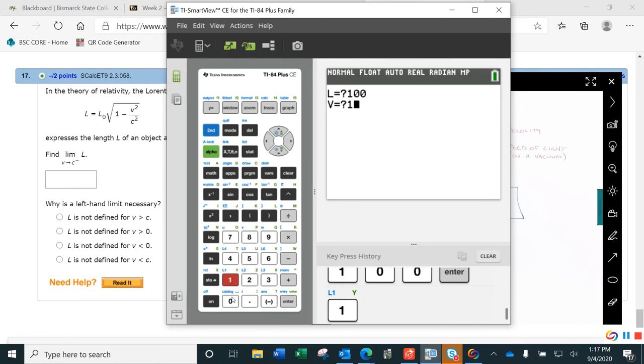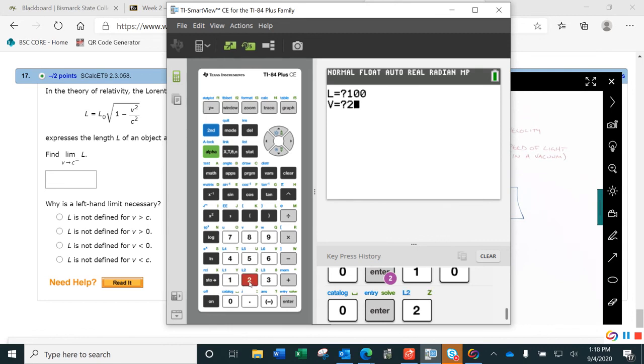Well, let's say it's traveling 100 million meters per second. Looks like it's 94.2727 meters long. Let's try another one. The length is 100, and this is just a test to make sure it's working. You can see if your program is working.